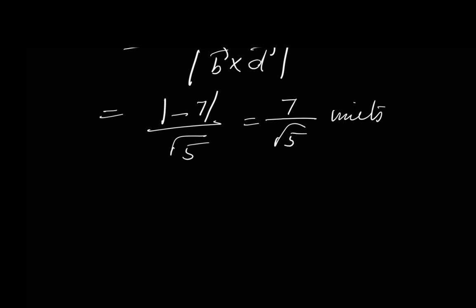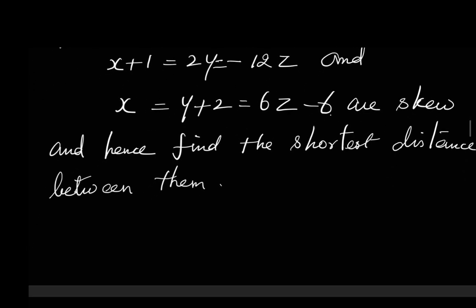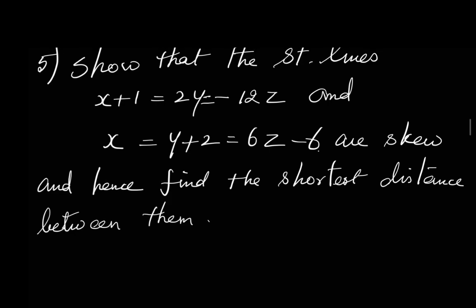Same model sum, I am going to do the fifth sum for you. Show that the straight lines x plus 1 equal to 2y equal to minus 12z, and x equal to y plus 2 equal to 6z minus 6, are skew lines, and hence find the shortest distance between them. The two lines are given here in Cartesian form.